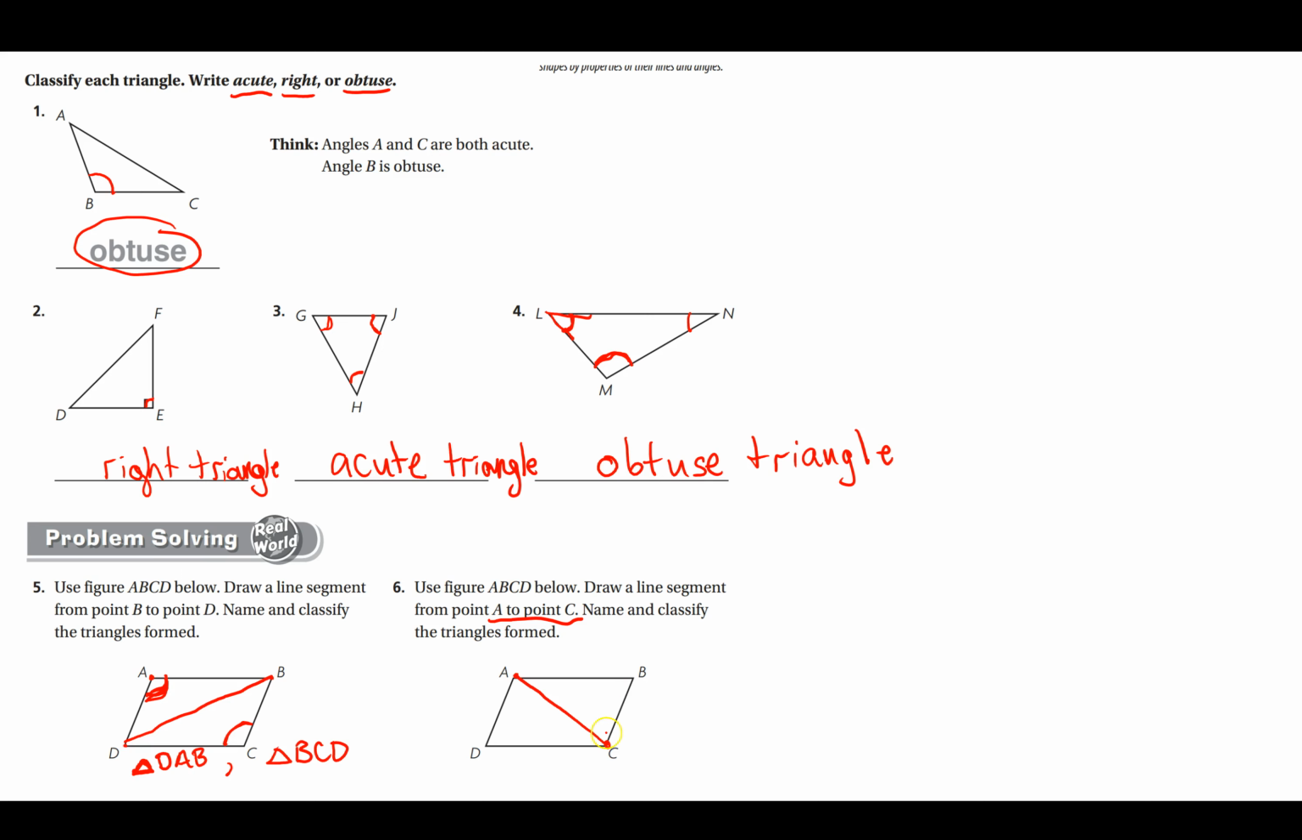So I have A, B, C right here, and I see this is an acute angle. This is an acute angle, and this is an acute angle. So I have triangle ABC, and I forgot to name these ones over here, didn't I? Triangle BAD and triangle BCD are obtuse. And triangle ABC is acute.